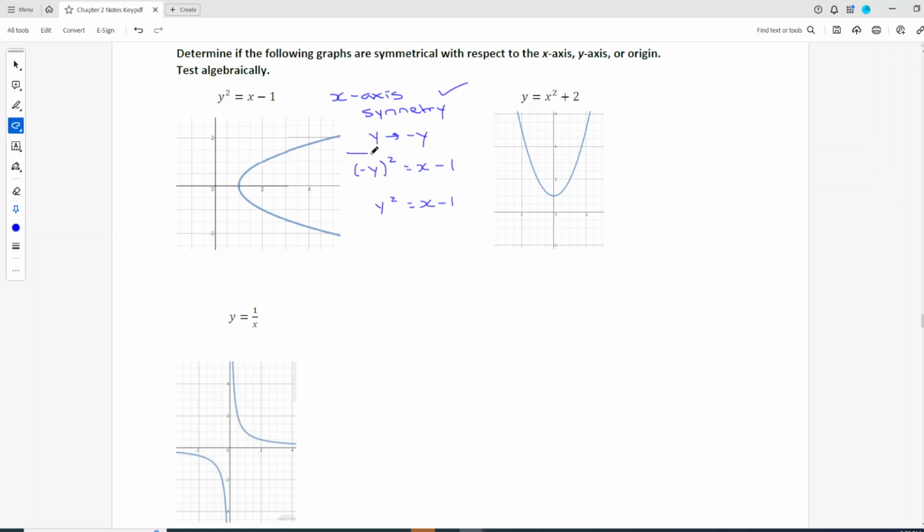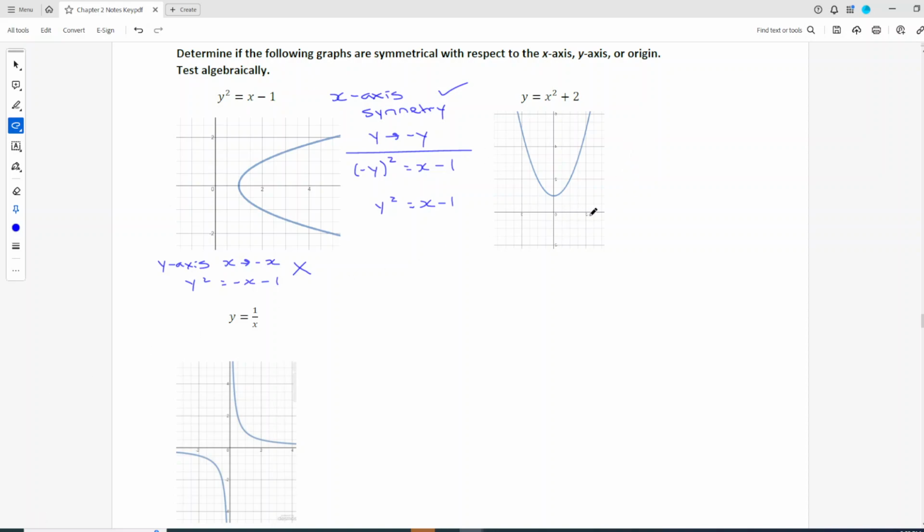Now, if you tested for anything else, so if you tested for y-axis symmetry or origin symmetry, it would fail. So for example, if you were testing for y-axis symmetry, just out of curiosity, you would replace x with -x. When you do that, you get y squared equals -x minus 1. This is a completely different function than the original, so it would fail the y-axis symmetry.